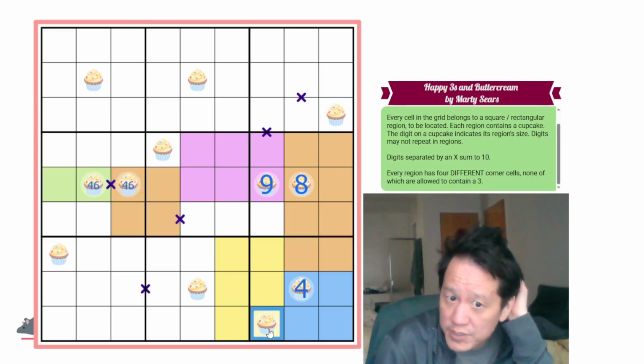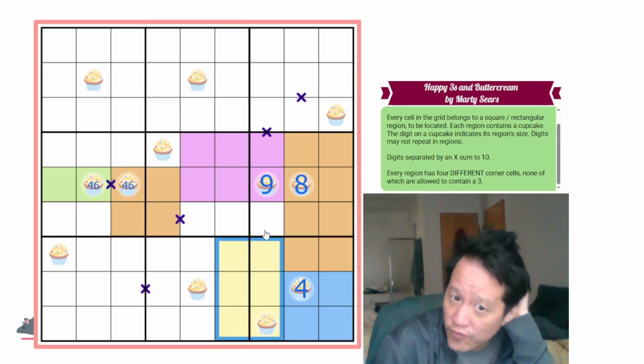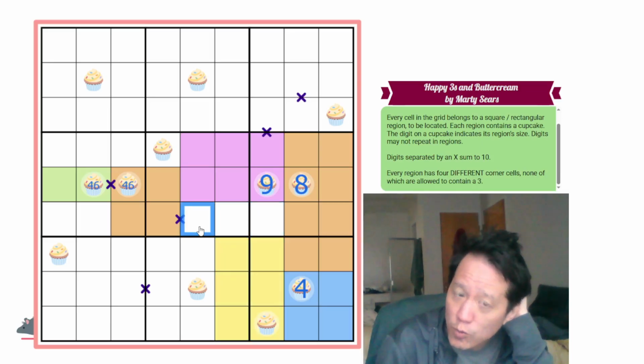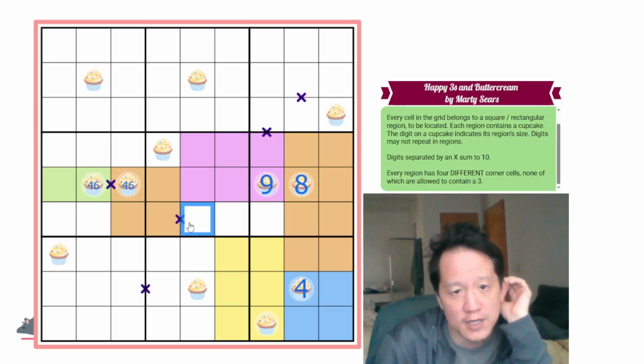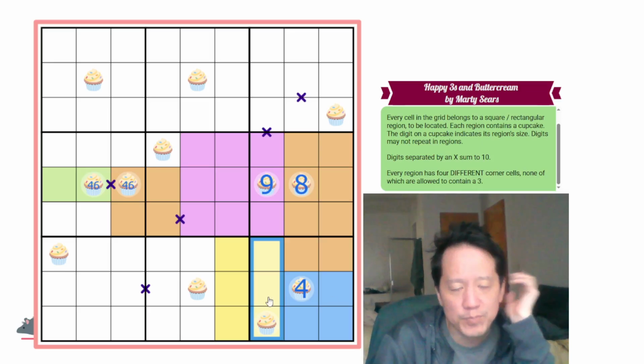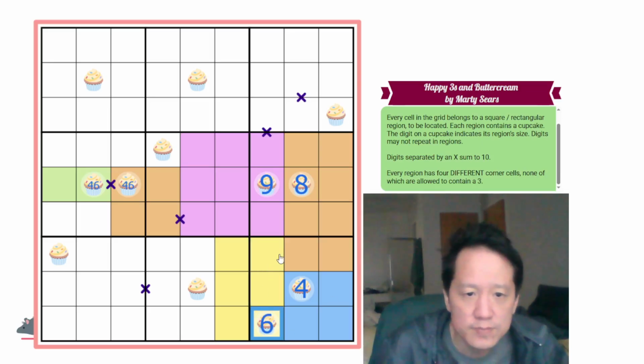The problem is if this becomes a 2x4, say it's there, what region can this be part of? That's a square or rectangle that has two cells at least. It can't be part of anything. It can't be part of this orange. Can't be part of this. So this must be the pink. So this must be 2x3. This has to be 6.